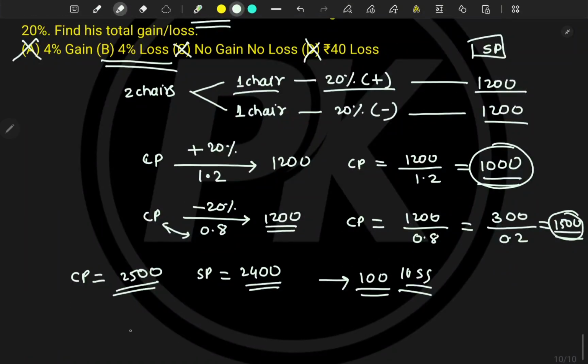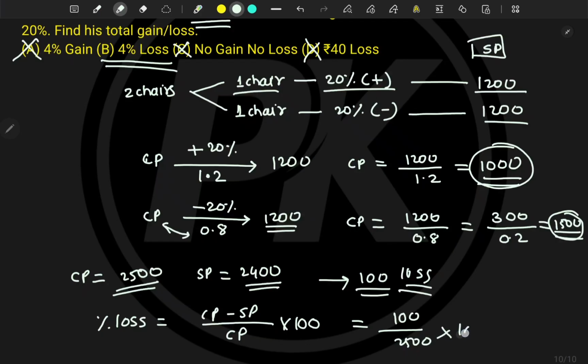Now we have completed most of the things. So percentage loss is equal to what? Your cost price minus selling price divided by cost price into 100, right? Now what is your cost price? It is 2500 minus 2400, so it is 100 divided by cost price, which is 2500 into 100. Now tell me, these two zeros, these two zeros, 25 4s are 100. That means 4 percent. We have already ticked the options.